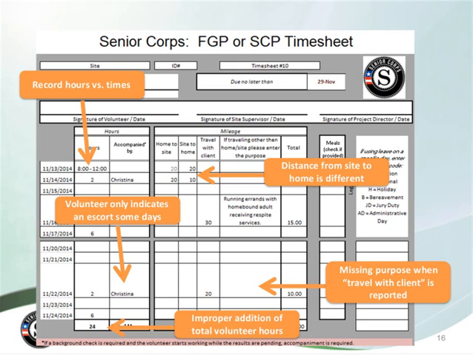The missing purpose for when travel with a client is reported. And it's so much easier if you include the purpose of travel on the timesheet so that you can ensure that the volunteer was actually working on the day when he was claiming mileage. Does anybody have any questions about the timesheet?